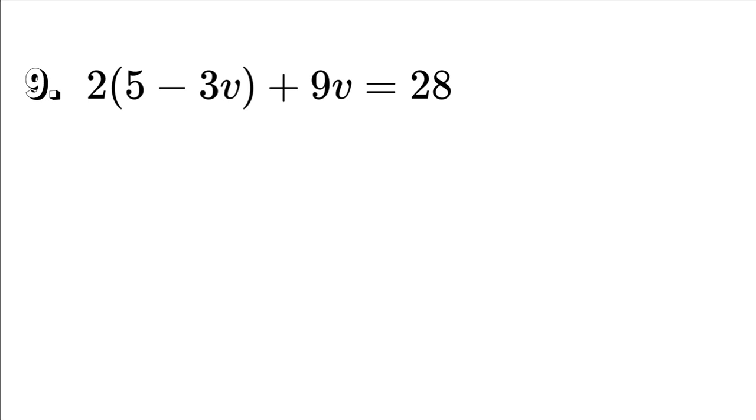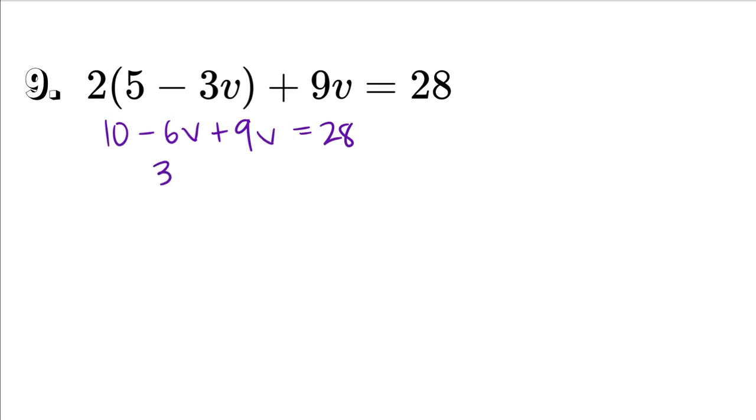So the first step here is to distribute. 2 times 5 gives me 10. And then 2 times -3v is going to be a minus 6v. And we have a plus 9v equals 28. So on the left, I see that I have a negative 6v and a plus 9v. Let's combine like terms there.